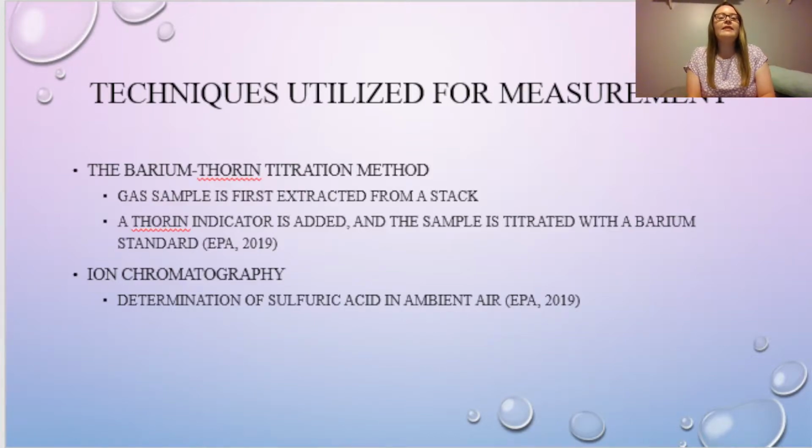And there are specific techniques that can be utilized for the measurement of sulfuric acid. The first one is the barium-thorium titration method. In this method, a gas sample is first extracted from a stack. In this particular case, sulfuric acid was to be separated from sulfur dioxide fumes, so they were using this titration method. A thorium indicator was added, and the sample was then titrated with the barium standard. Another way that it's measured is through ion chromatography, and this specific technique is used for the determination of sulfuric acid in ambient air.